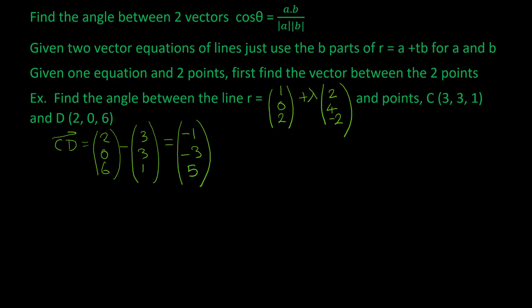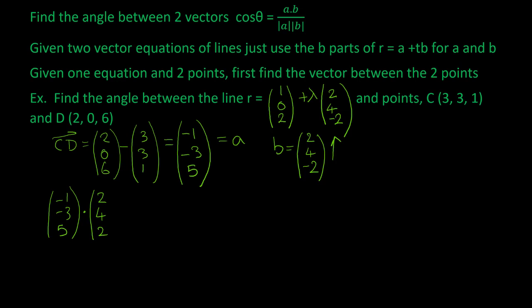Okay, so we're going to call that one A in our formula, and our B in our formula will be the 2, 4 and the minus 2 from up here. So we need to find the dot product of these two. So we've got minus 1, minus 3, 5 dot 2, 4, 2. So that's going to give us minus 2, minus 12, plus 10. So that's minus 14, plus 10, so that's going to be minus 4.